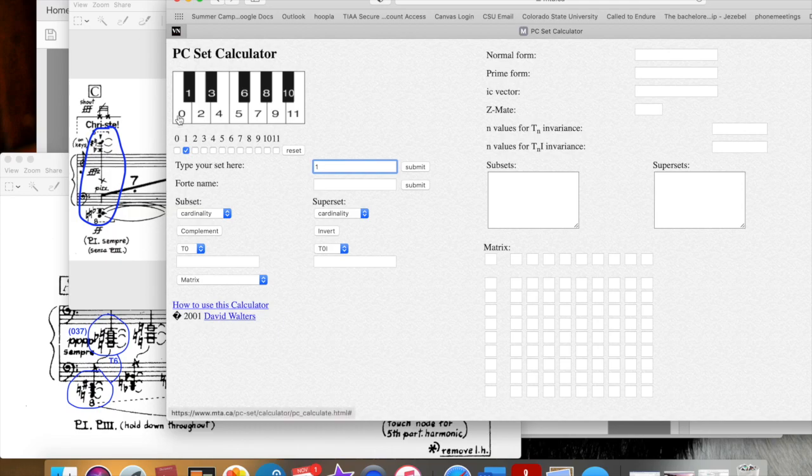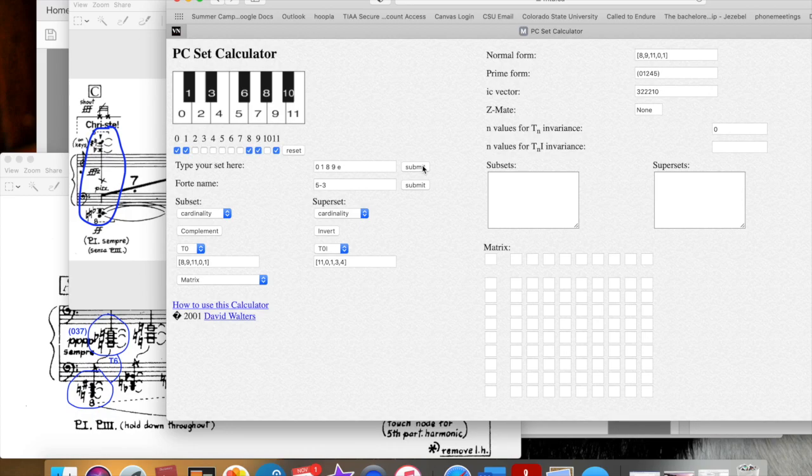And that looks like a C natural and a B. This is in the treble clef. We've got a B flat again, so that's already accounted for. We don't need to press it twice. A, C, E, G sharp, and A natural then right above it. And if I submit that, then I can see what set class I have here.